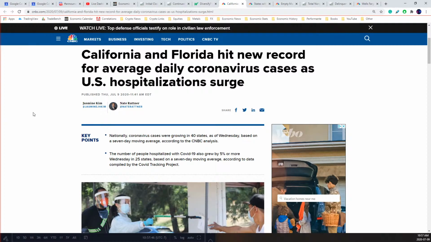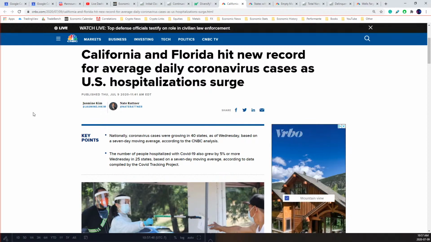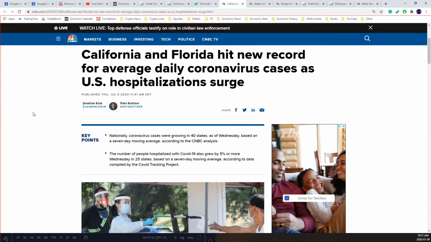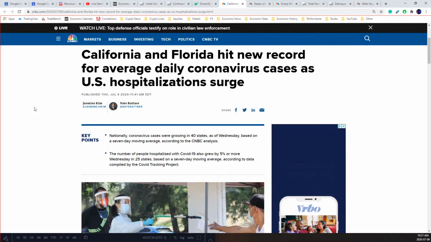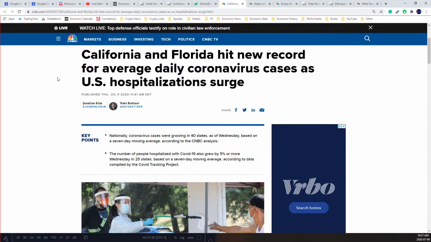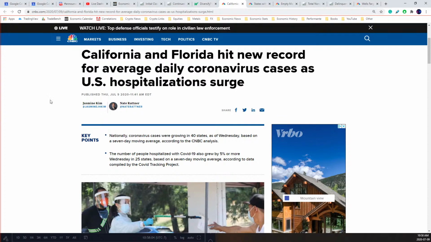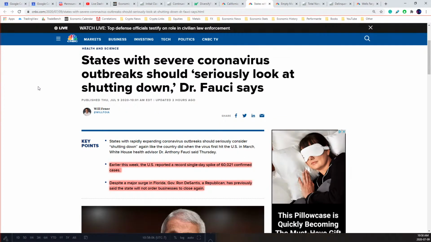Next, we're going to look at some fundamentals that could drive the next risk off sentiment or create an environment where risk off is going to be somewhat the new norm. California and Florida hit new record for average daily virus cases as U.S. hospitalizations surge. And we can see the next post here. States with severe coronavirus outbreaks should severely look at shutting down, says Dr. Fauci.